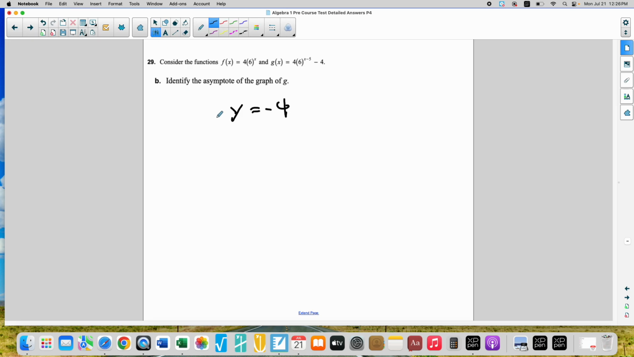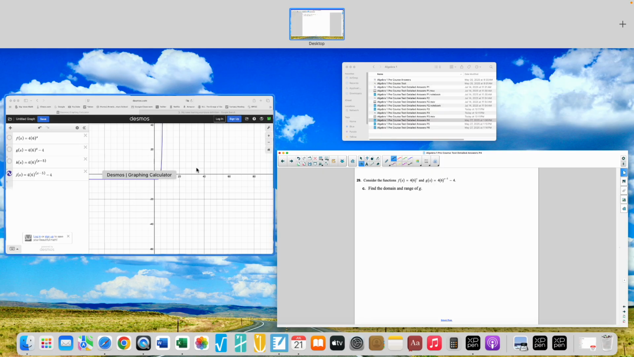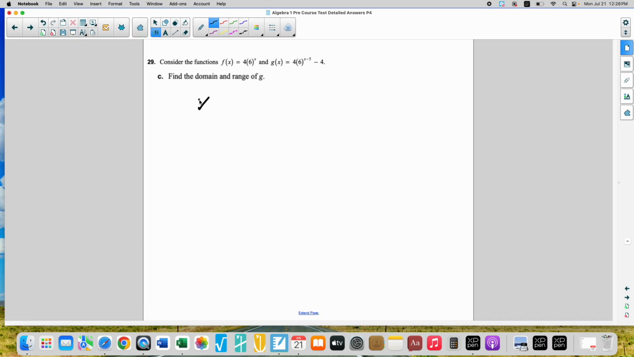That's good. Okay. Find the domain and range of G. So my domain, what are my x values? I can plug in any x value. So x is going to be the domain. The domain is the set of all real numbers. There's no numbers that I can't input for the domain or x.